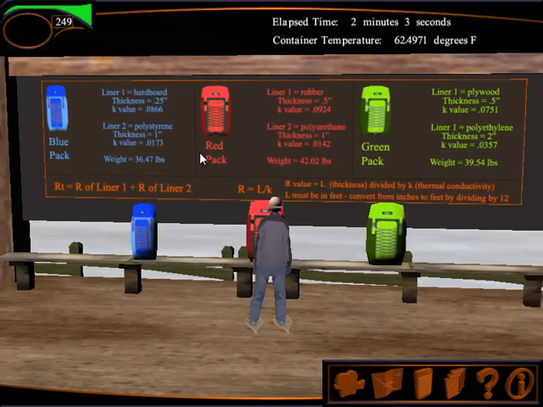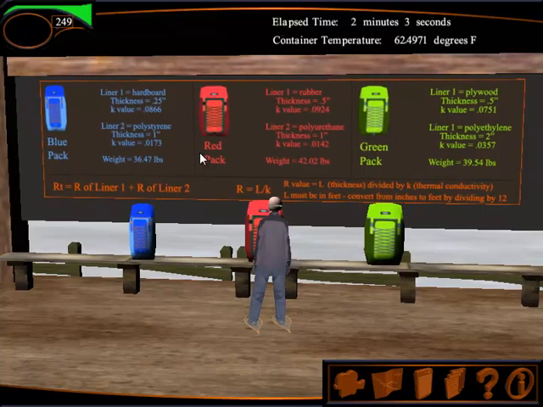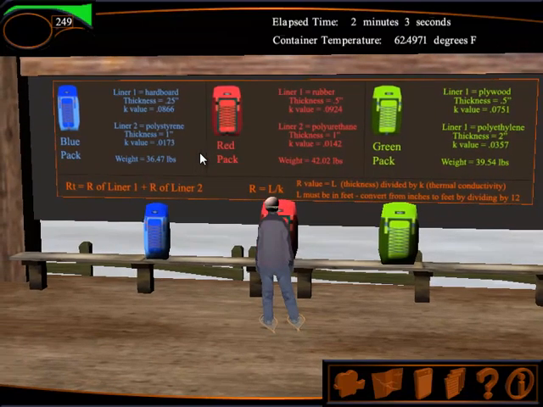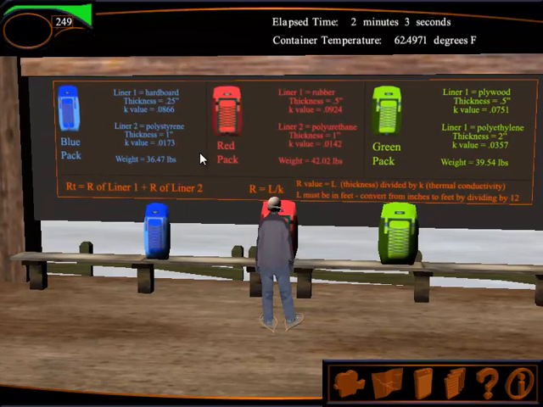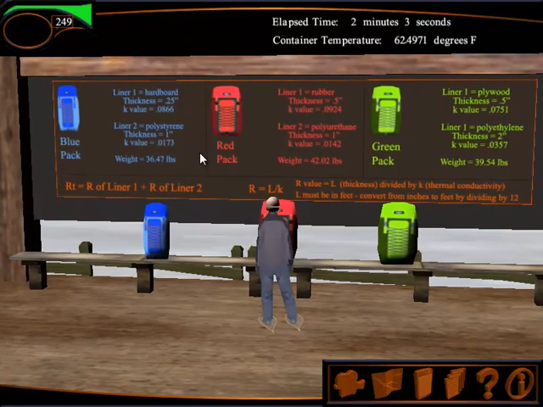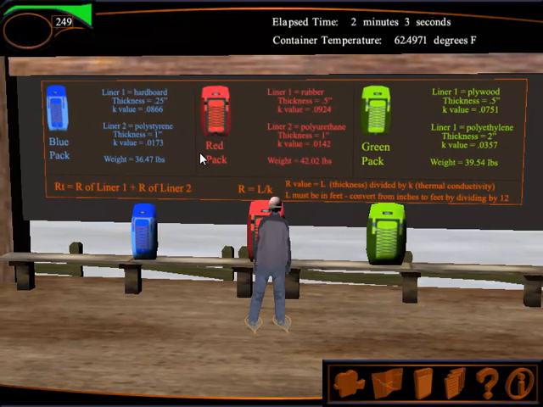So what I need to do is again use my calculator and a piece of paper and a pencil, and calculate the R value of each of the 2 liners, and then R total is R1 plus R2. So I add the 2 R values together, and that gives me R total for the pack. And again, I'm concerned with the relationship between the R value of the pack and how warm it's going to keep my liquid and its weight.